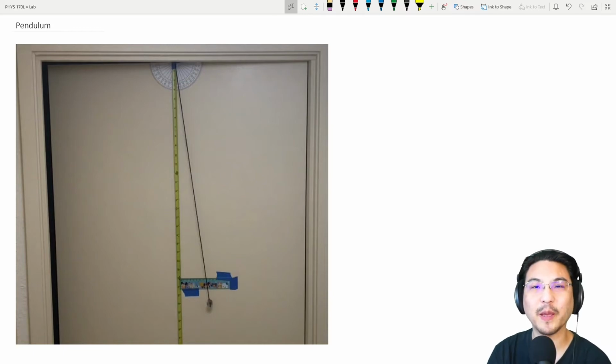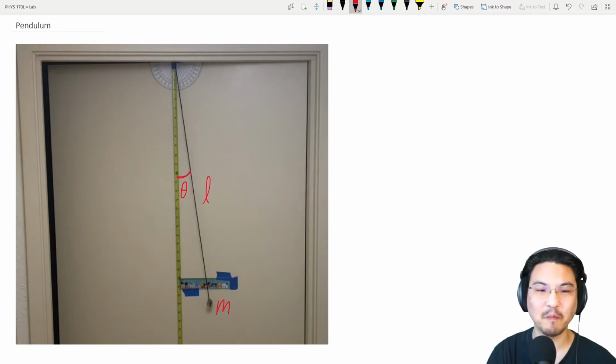Hey everybody, this is the Pendulum lab. It's going to be the most time consuming of the semester, so we're going to split it up into sections. If you take a look at this generic pendulum setup, there's some mass M, that pendulum bob, some string of length L, and then it's going to swing, and there's some amplitude, which we can just quantify as an angle, theta.